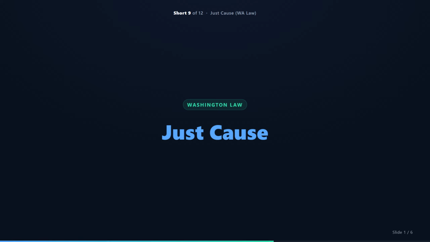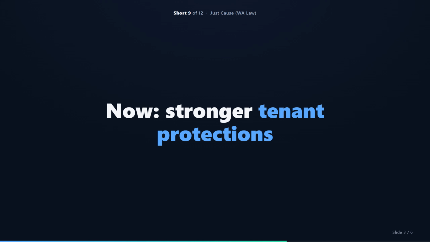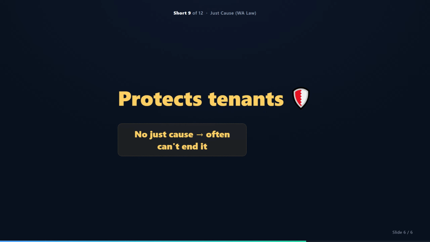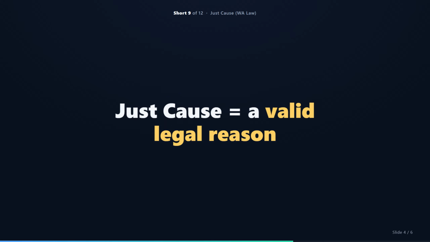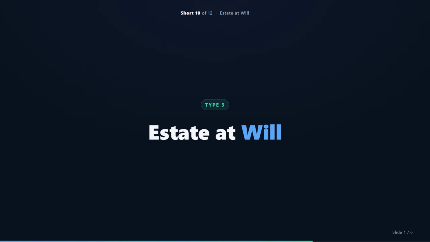Just cause, Washington law. Here's an important modern wrinkle. Historically, a landlord could often end a month-to-month tenancy just by giving notice. But Washington now has stronger tenant protections. For residential tenancies, landlords generally need a legally recognized reason called just cause in many situations. Just cause simply means a valid legal reason. Examples include serious lease violations, non-payment of rent, major property damage, the owner moving in, or a demolition or substantial remodel.